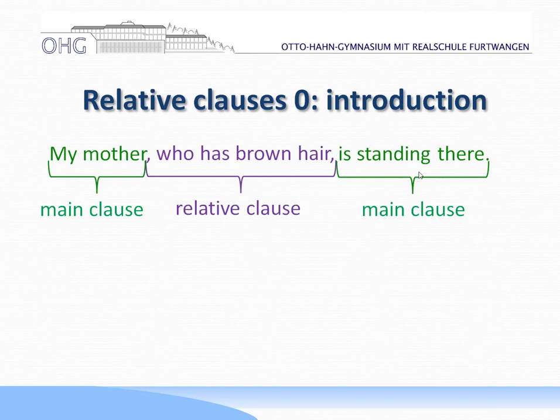The main clause can stand alone. That means you can say, "My mother is standing there." That works. But just "who has brown hair" does not work. So a relative clause always needs a main clause.